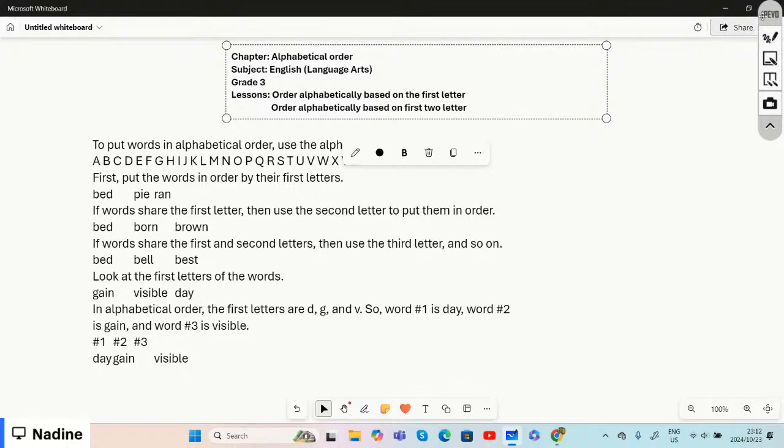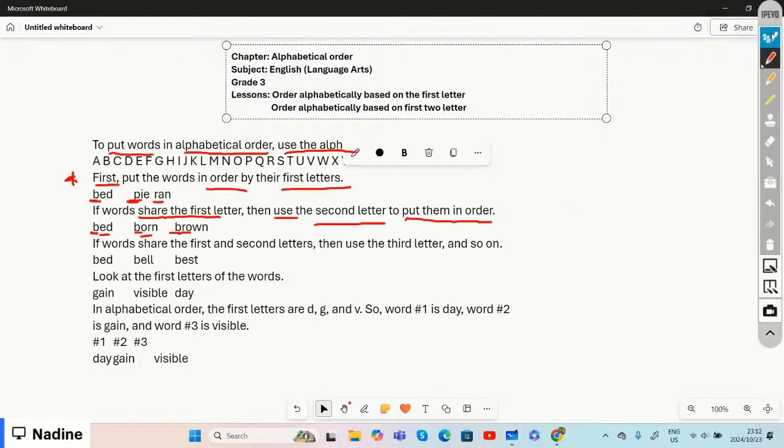All right. So once again, we said that we're doing alphabetical order, and in order for us to put our words in alphabetical order, we need to use our alphabet. And remember, we have 26 letters in the alphabet, five of which are vowels, and the rest are consonants.